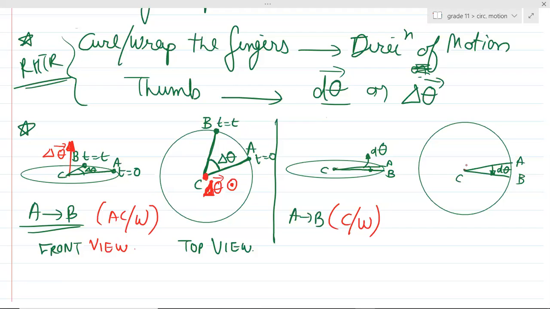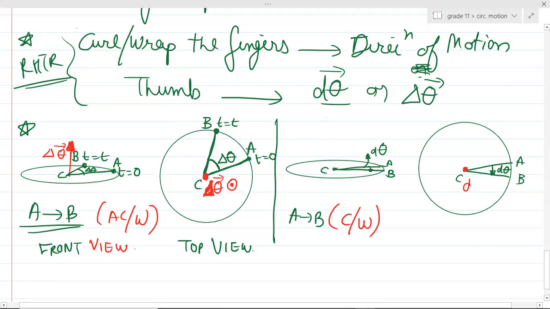Move your finger in the direction of A. Everyone, extend your finger towards A. Suppose you are standing at the center and you extended your finger towards A. Now curl them towards B. Now tell me where exactly your thumb of the right hand is pointing. Is it pointing into the plane or out of the plane? Sir, into the plane.